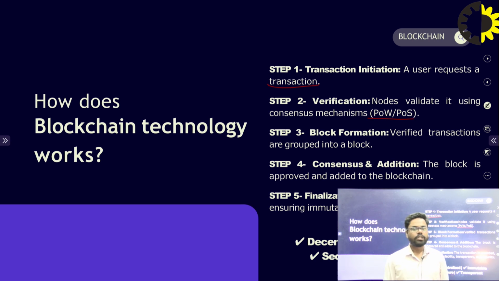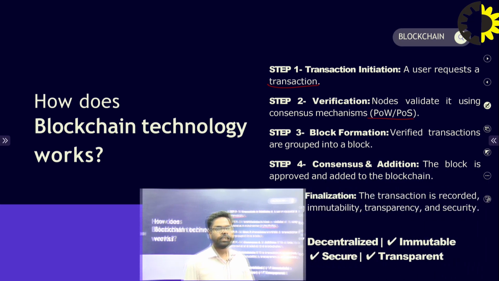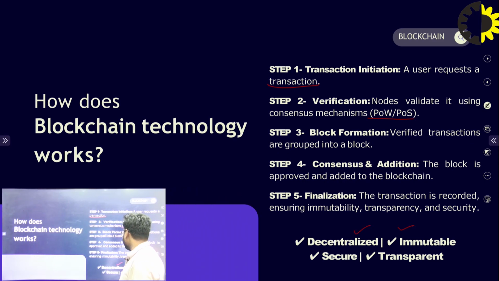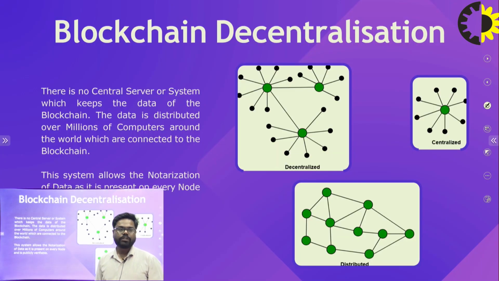Consensus and addition means the block is approved and added to the blockchain, and finalized means the transaction is recorded, ensuring immutability, transparency, and security. Okay, these are the five steps where the blockchain works, but decentralized, immutable, secure, and transparency I will explain in the further slides. So the first topic is blockchain decentralization.